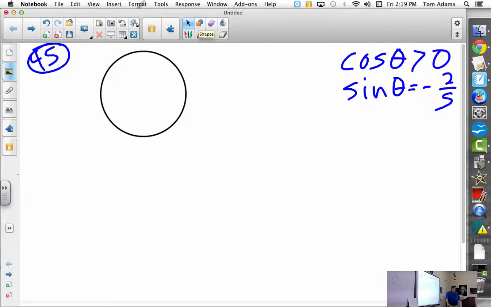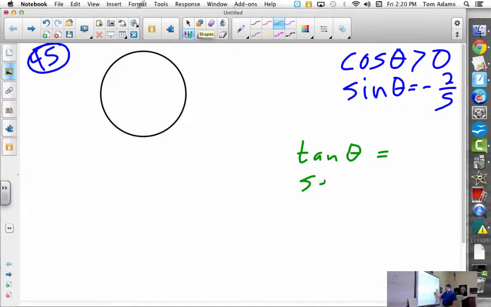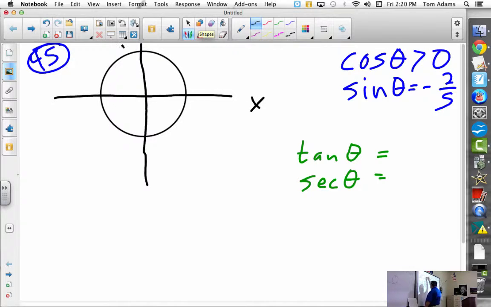So then what we need to do is figure out what tangent of theta is and secant of theta. They want us to calculate what tangent of theta is and what secant of theta is. So the way that this works is, this is like our xy plane. Cosine is normally adjacent over the hypotenuse.